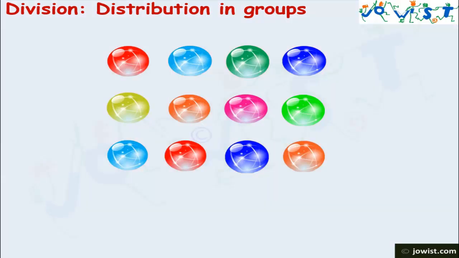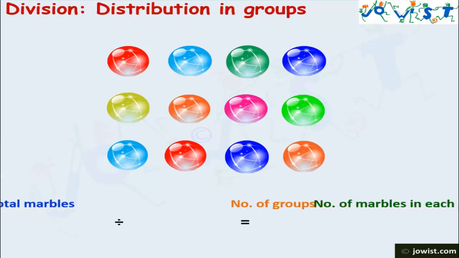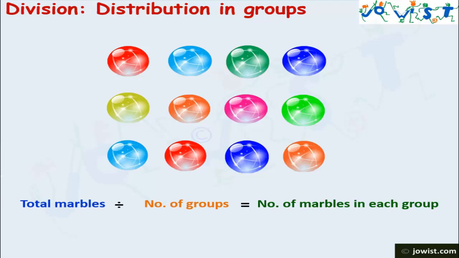Now let's make 6 groups of 12 marbles and represent it as division fact. How can we represent it? Yes, we can represent it as total marbles divided by number of groups is equal to number of marbles in each group.